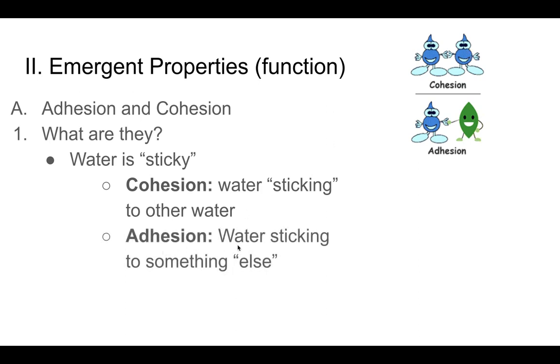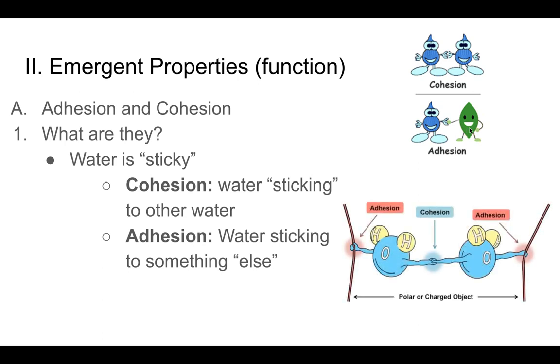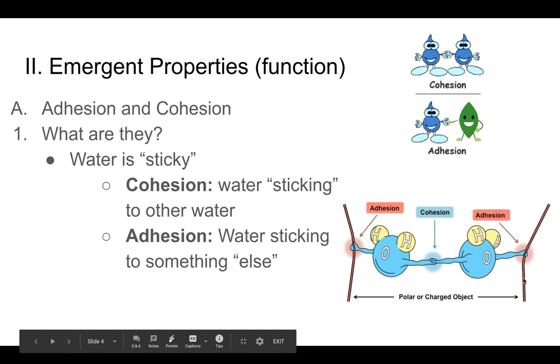Adhesion is when water sticks to anything else. And so here's a water molecule that is stuck to something else, this big green blob representing something other than water. So cohesion is water to water, adhesion is water to something else. Here's another great example of adhesion and cohesion working together, which a lot of times we find this happening. We find water sticking to water, cohesion, and then we find those collective water molecules then sticking to another substance, which is adhesion.